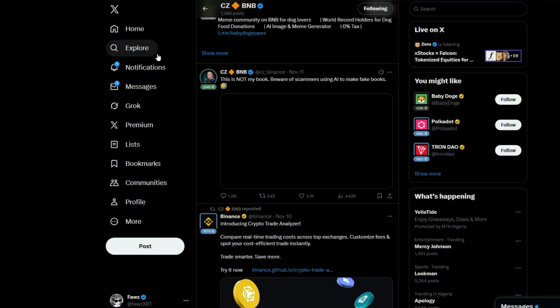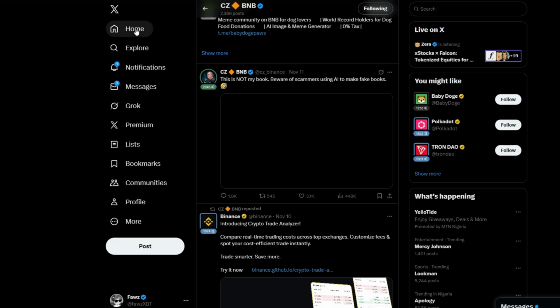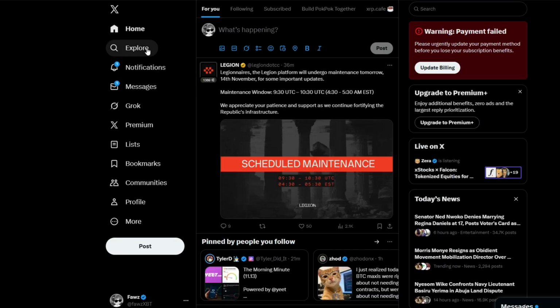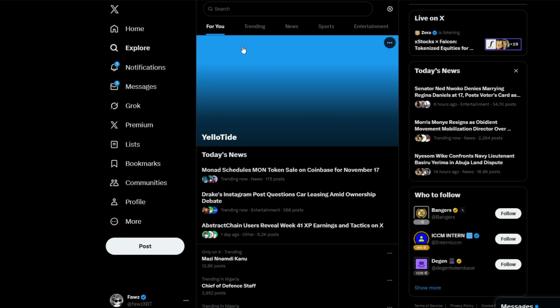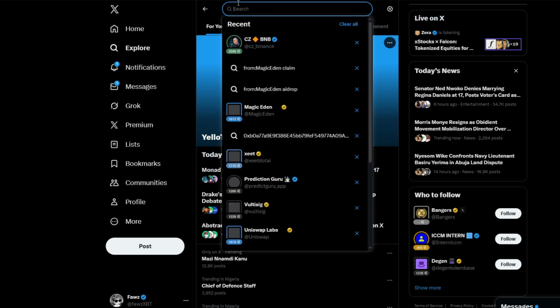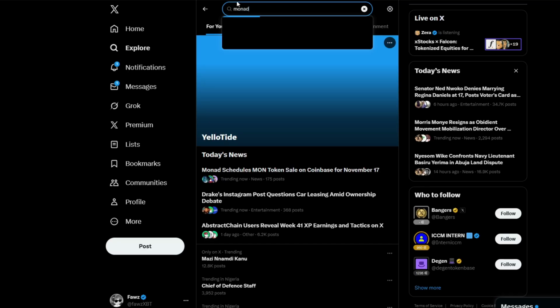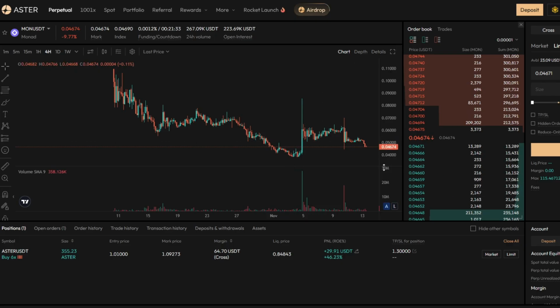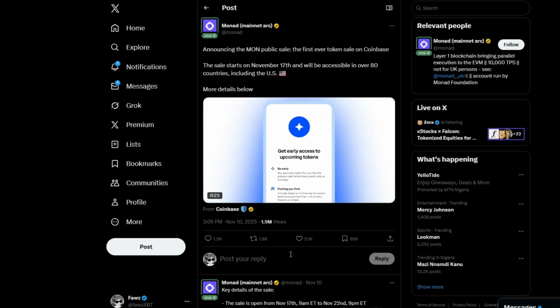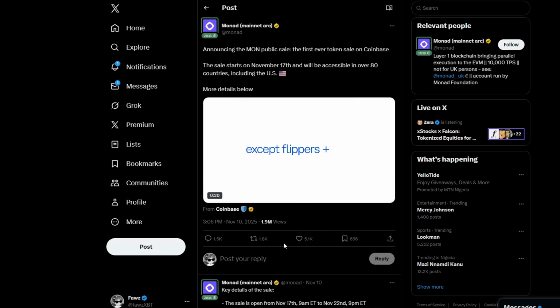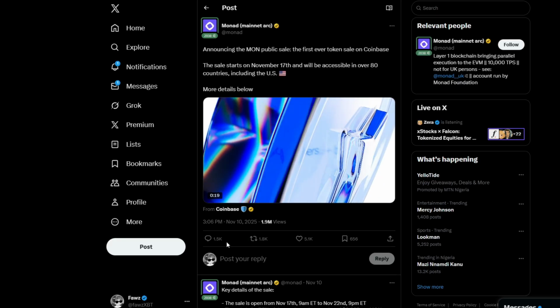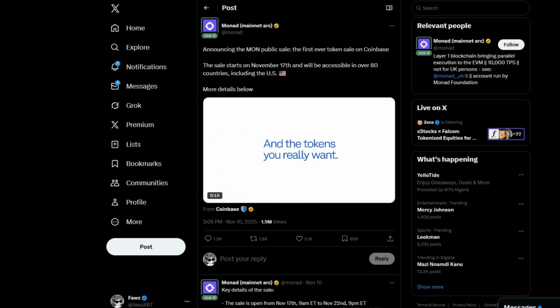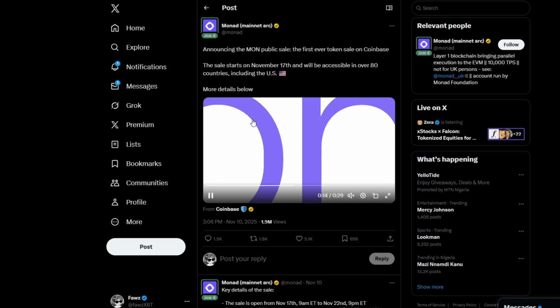This doesn't only work on CZ. There's a lot of other coins and other charts. Take for example, what is this? Monad. So let's take a look at this one as well. Monad announced the public ICO with Coinbase on the 10th of November at 3:06 p.m. Take a look at the time frame, 3:06 p.m., 10th of November, right?